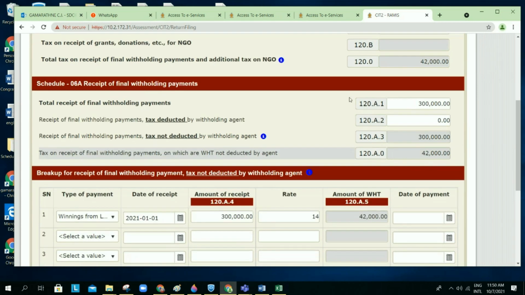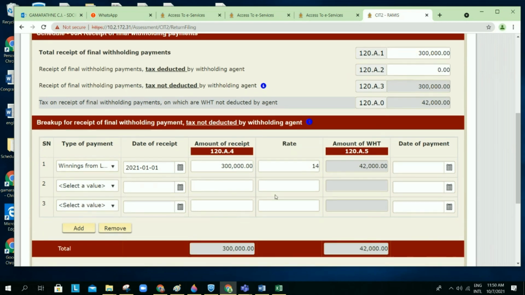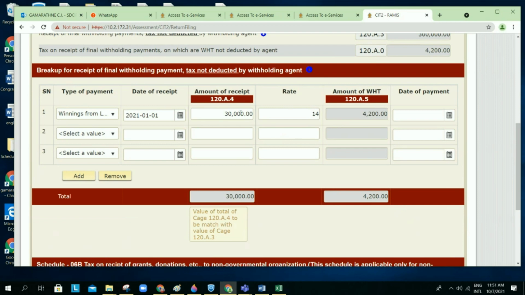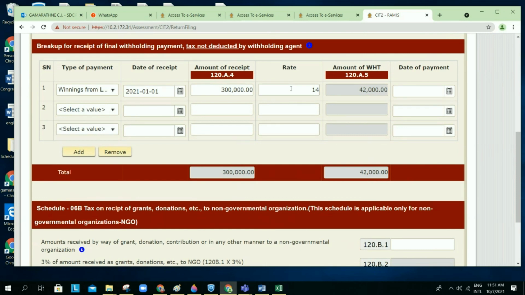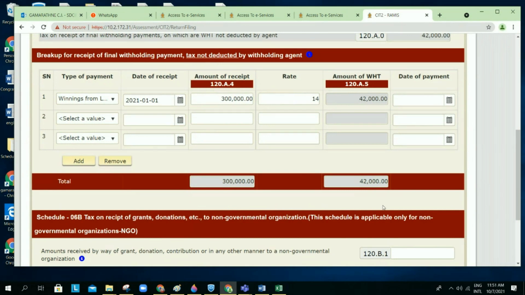Then as per our example, we have a 300,000 lottery winning. Then we have declared the amount and breakup here. We should fill the breakup here. Okay. If you enter some value erroneously, you can find the error message. Then you have to rectify this, as I earlier mentioned. Then I will go to the next schedule.